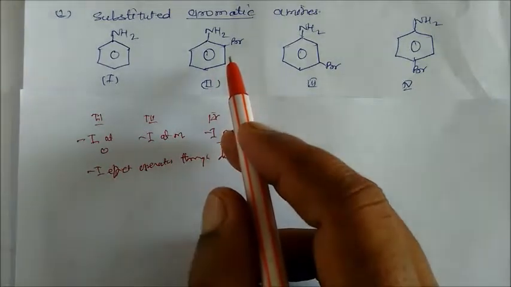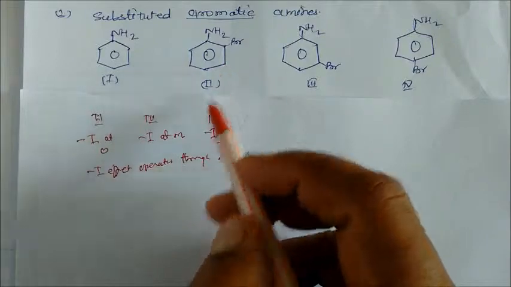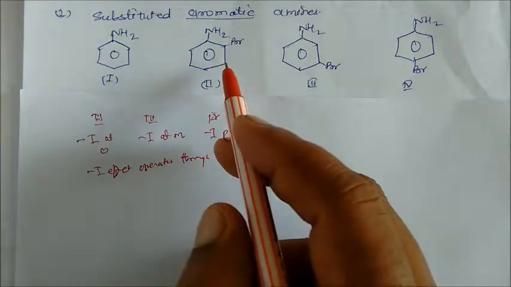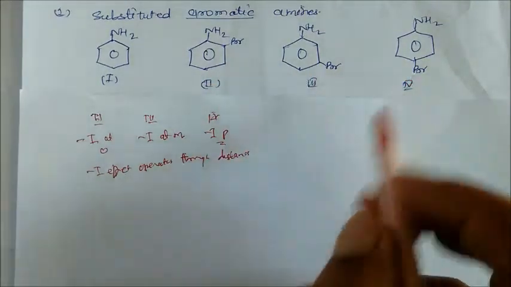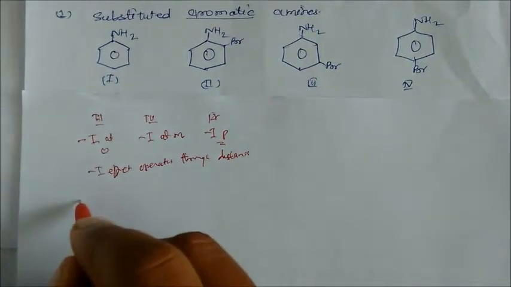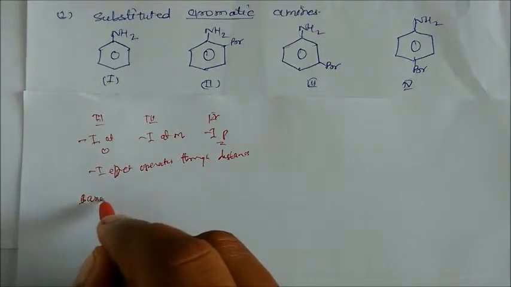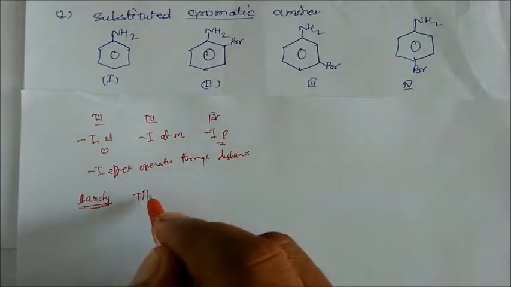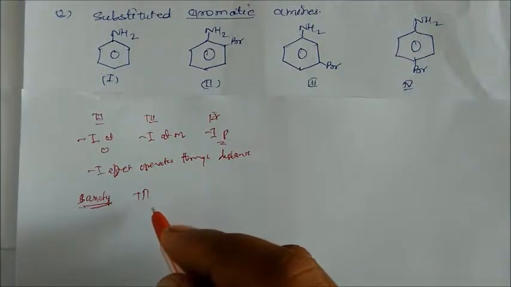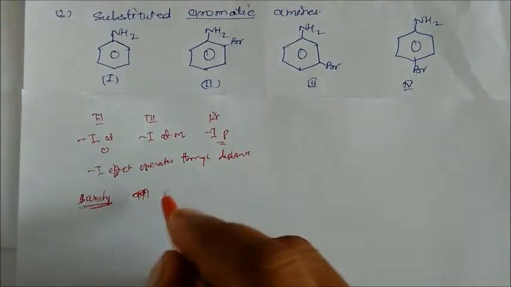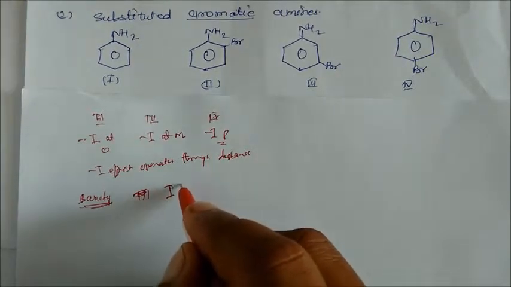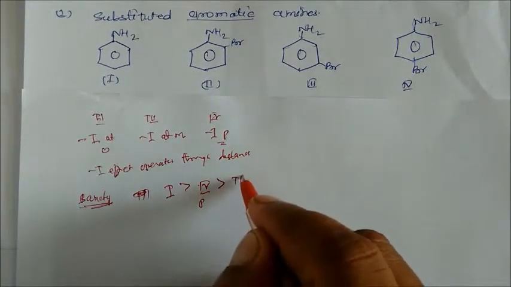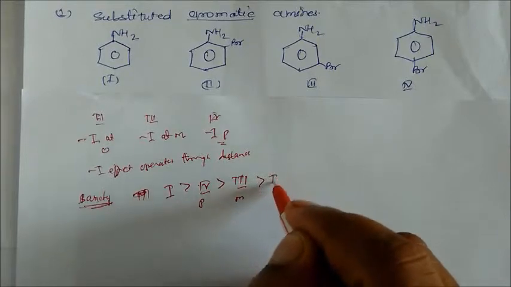So there will be more electron withdrawing over here, and this will be less. If you take the basic character, basicity will be more here. No, not 2. So this will be more basic, followed by 4 because of para position, then followed by 3 because of meta position, and followed by 2 because of ortho position.